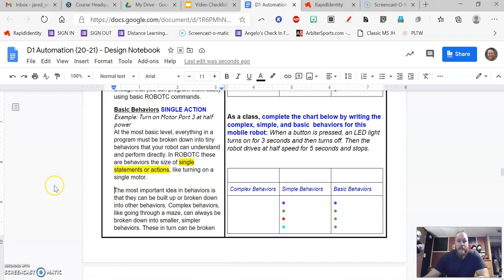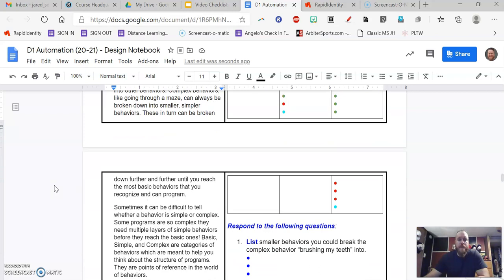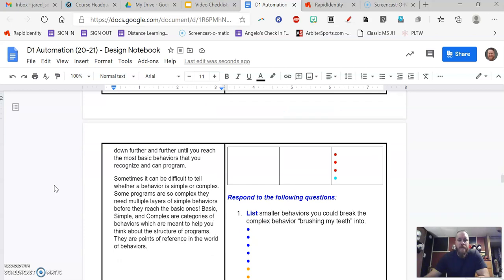The most important idea in behaviors is that they can be built up or broken down into other behaviors. Complex behaviors like going through a maze can always be broken down into smaller, simpler behaviors. These in turn can be broken down further and further until you reach the most basic behaviors that you can recognize and program. Sometimes it can be difficult to tell whether a behavior is simple or complex. Some programs are so complex they need multiple layers of simple behaviors before they reach the basic ones. Basic, simple, and complex are categories of behaviors which are meant to help you think about the structure of a program. They are points of reference in the world of behaviors.